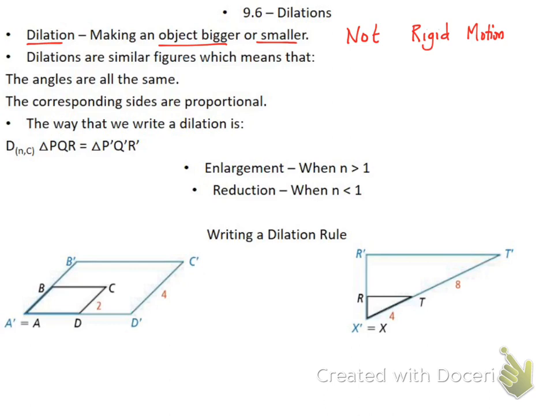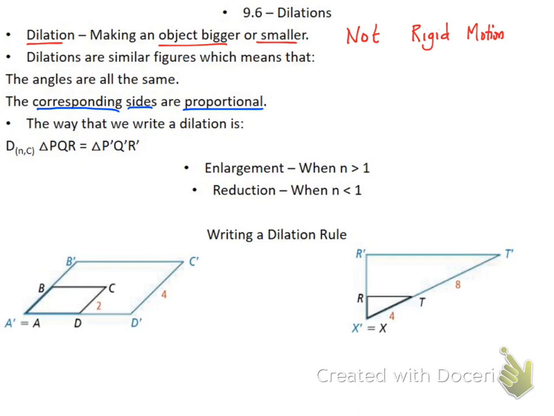It's not rigid motion because my shape is actually going to change in size. It's going to get bigger or get smaller depending on whether I'm blowing it up or shrinking it. So with dilations, my angles are still going to stay the same. My sides are going to be proportional. So these will be similar figures like we had done earlier this year.